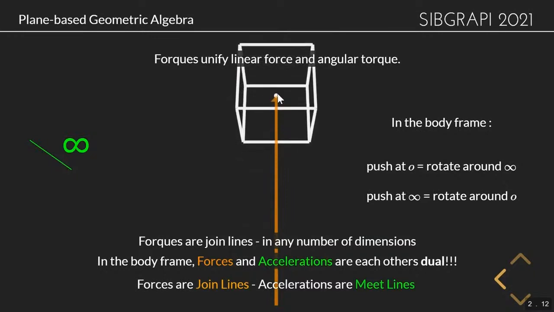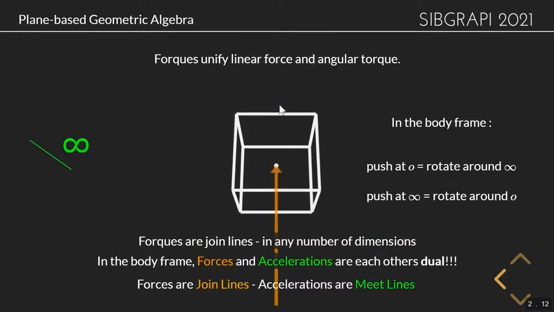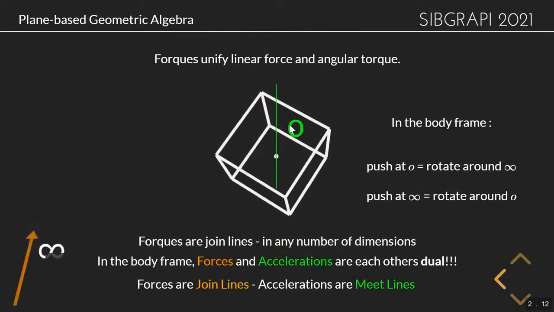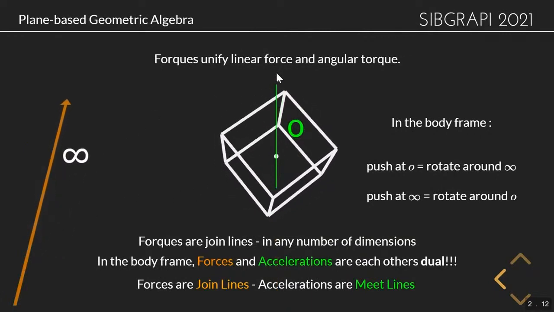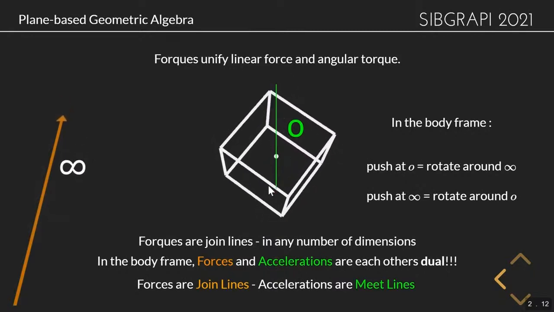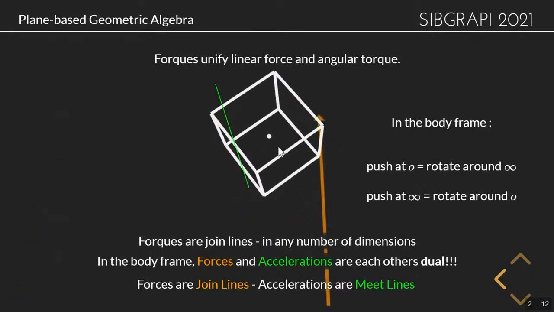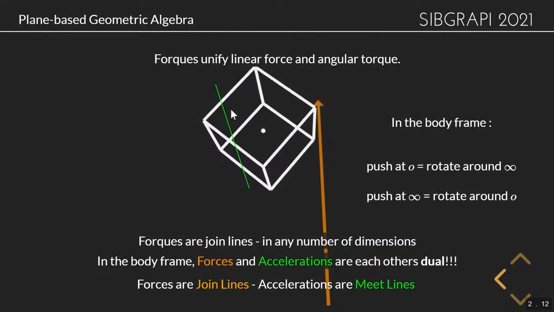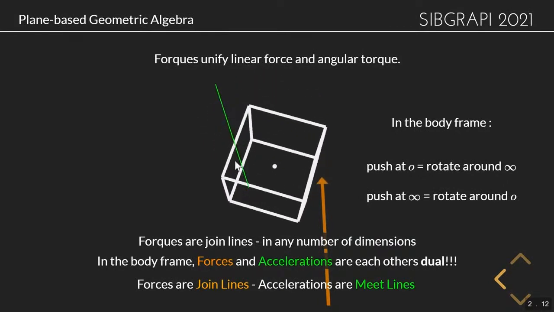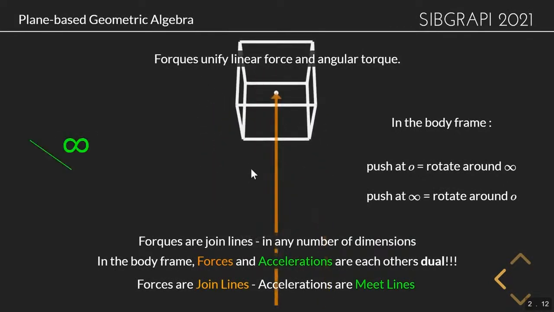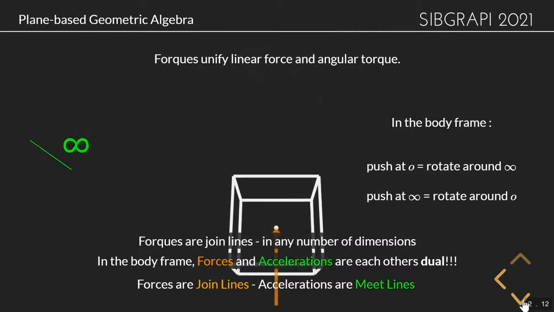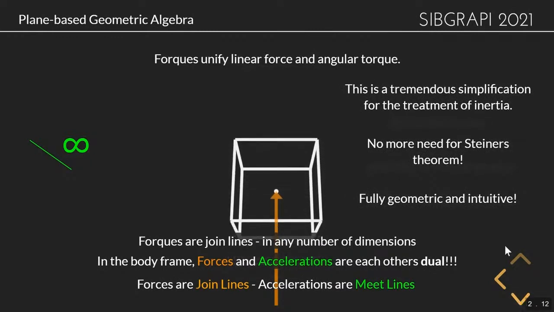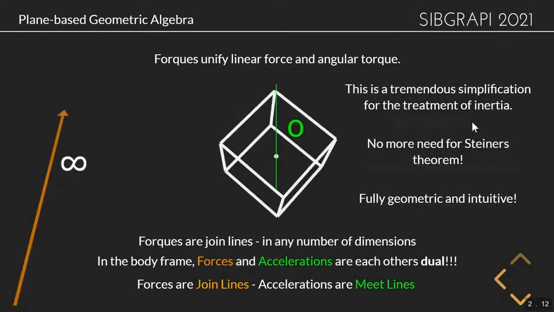You just take the point you want to apply it to and you take a line through it, and that represents your force. And then if you dualize it in the body frame, you will actually get the center of motion that this force causes. The force causes an acceleration, and the acceleration will have an axis, and that's actually just the dual. So this is a tremendous simplification for the treatment of inertia.